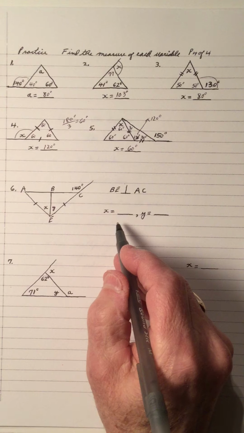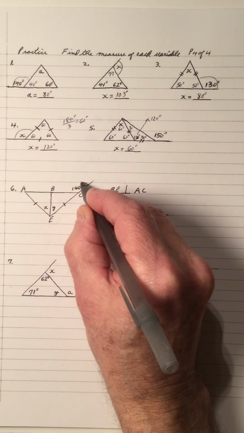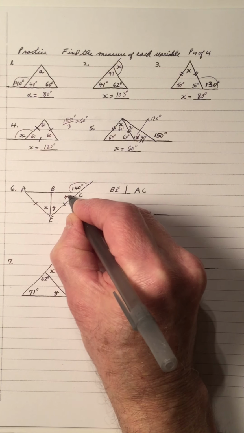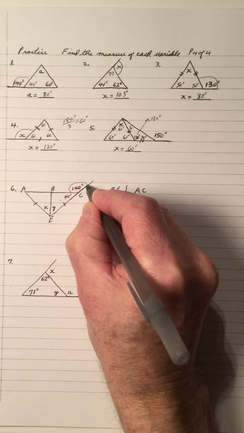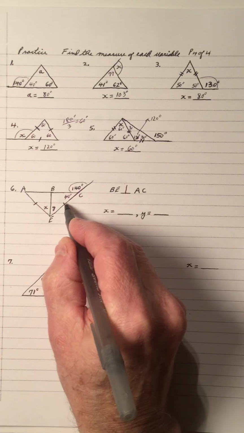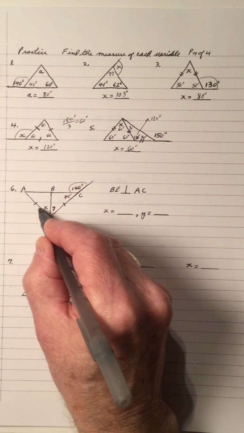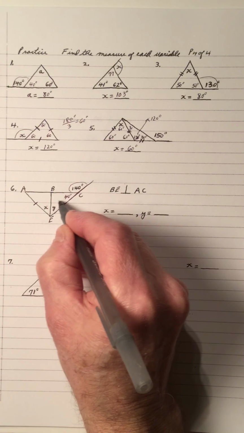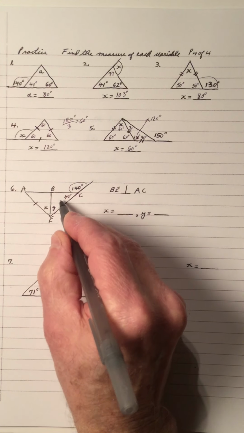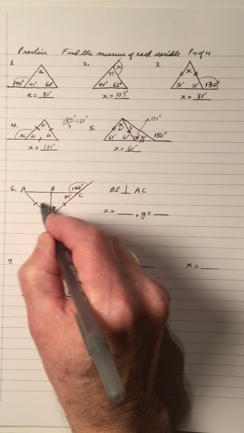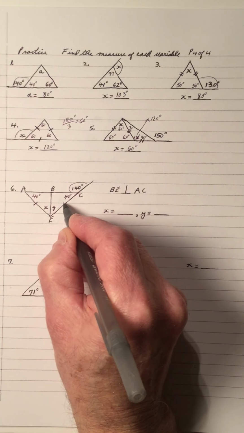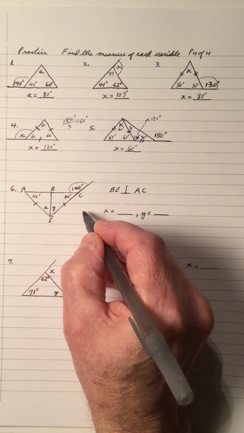Number 6, 140 is my exterior angle. But if you think about it, that's a 40 because that's a straight angle right there. Now, if you think about this big triangle right here, this big one, these sides are equal. That means the angles opposite those sides are equal, so that's a 40. 40 and 40 opposite these equal sides.